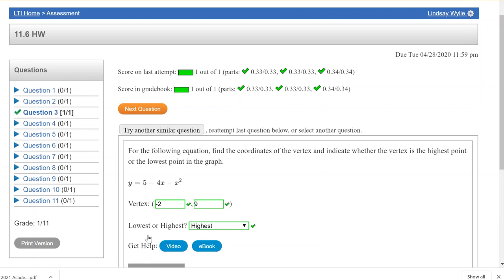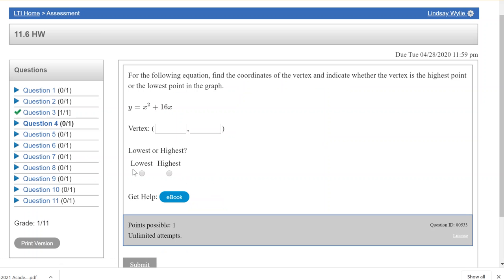And we did great. Questions 1 through 5 are all like that. On question 4, instead of having the drop down for highest or lowest, you just pick lowest or highest. But the other ones are drop down menus. All right, we are done.